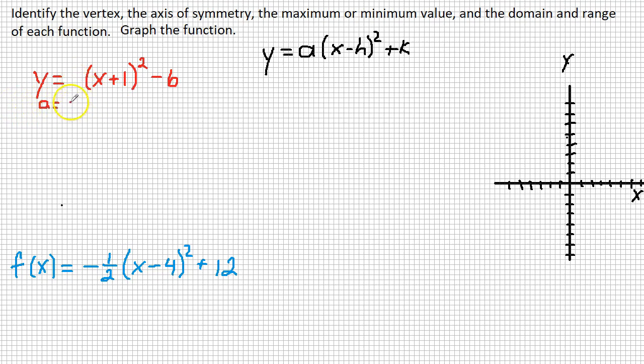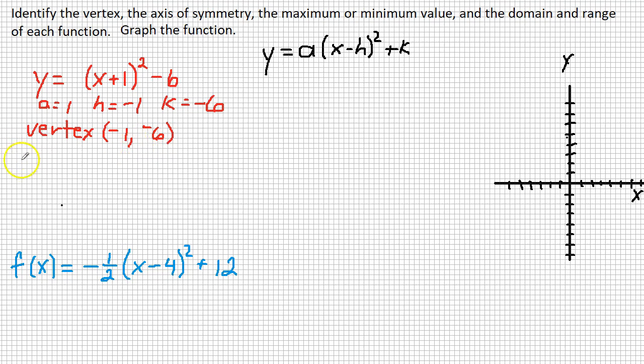So a is 1. H is, well, negative h equals negative 1 is positive 1, so positive h will be negative 1. And k is negative 6. Now our vertex is h comma k. That's why they call this vertex form. So that means it is negative 1, negative 6. That is the point of direction change in our curve.